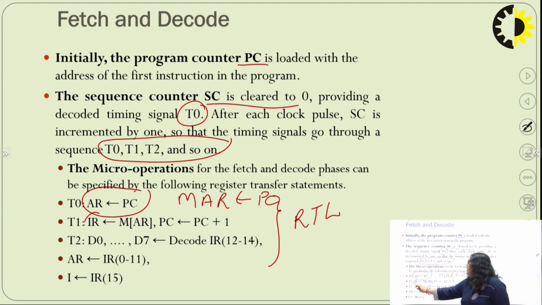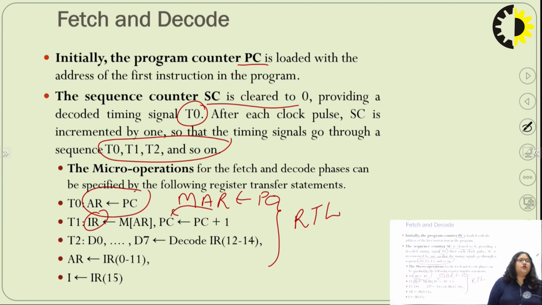And time T1, the second timing signal, that is T0 goes to T0 plus 1. At T1, M of AR transfers to IR, and at the same time PC goes to PC plus 1. So the PC holds the address of the next instruction at time T1, and the memory content at AR goes to IR. And at time T2, the instruction has to be decoded.